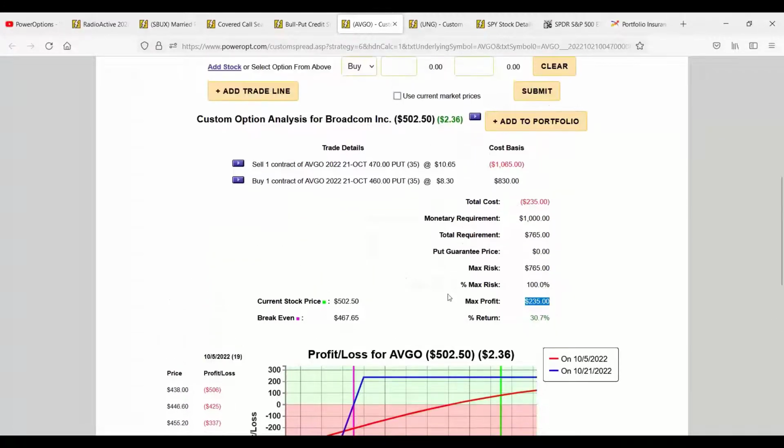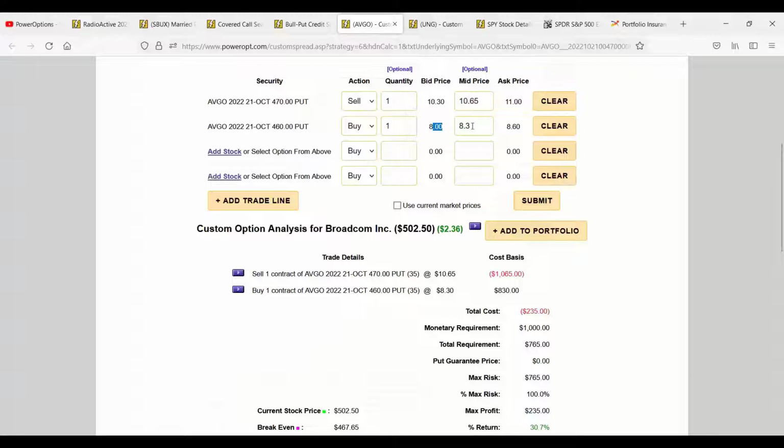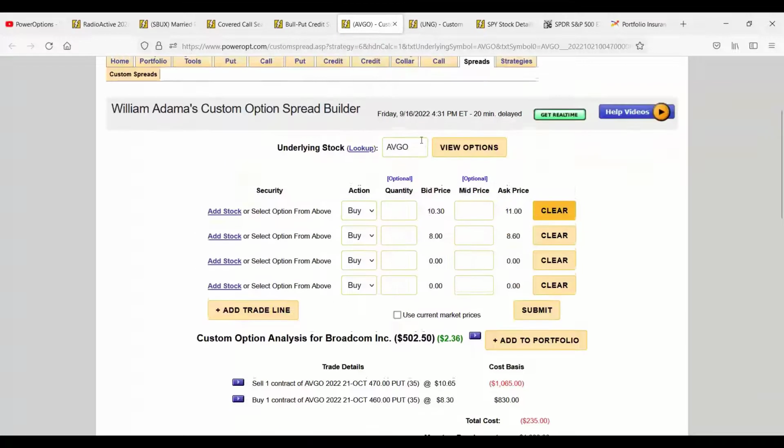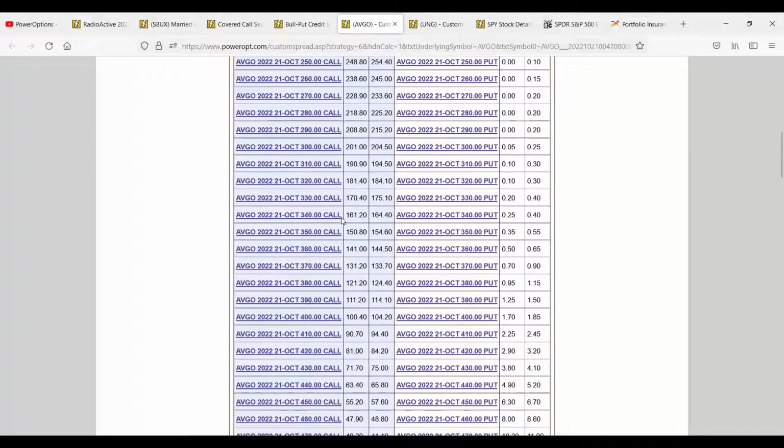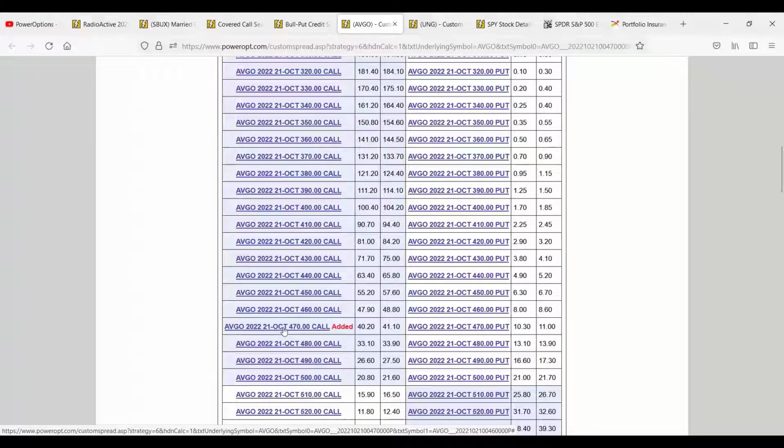What is the parity trade to this? And again, these two bid asks, this one's a little bit wider than I'd like, 70 cents, but it's not too bad. But again, this one here, 8 to 8.60 for the 460 strike put is not too bad at all. What's my parity of a bull put credit spread? A bull call debit spread with the same strikes and the same expirations. So, October 21st, selling the 470 call, buying the 460.